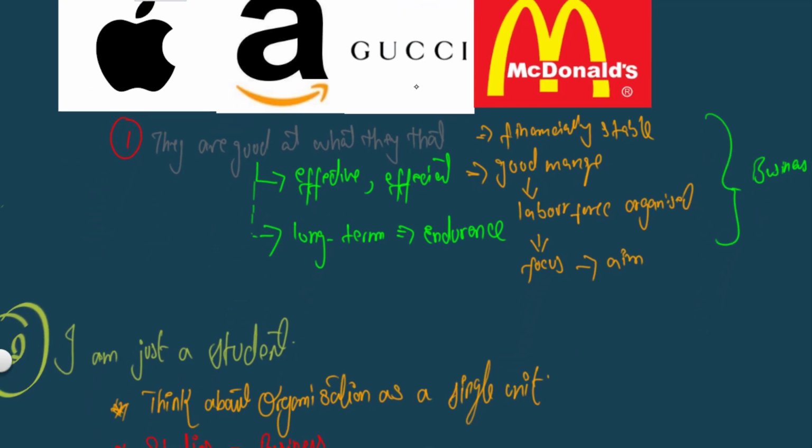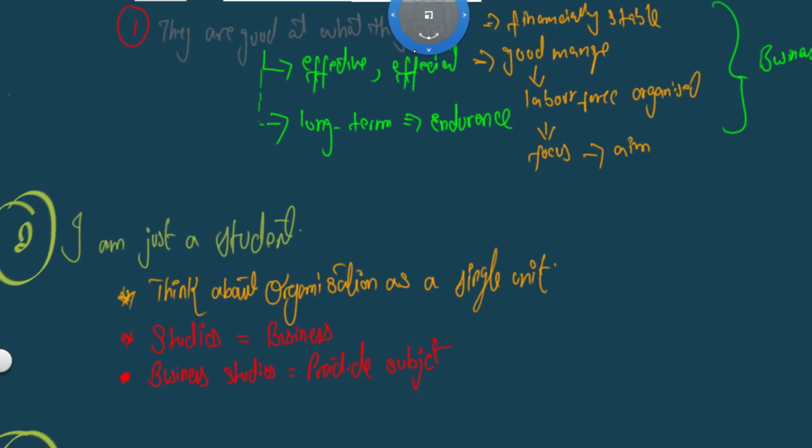The second problem students have is that they will say, hey, I'm just a student. Why do you have to think about Apple? Why do you have to think about all of these successful businesses? I just need to focus on my studies. Why should I take business studies when I could take any other subject? What's the benefit for me? How will it benefit me in real life? How will it benefit me in my everyday routine?